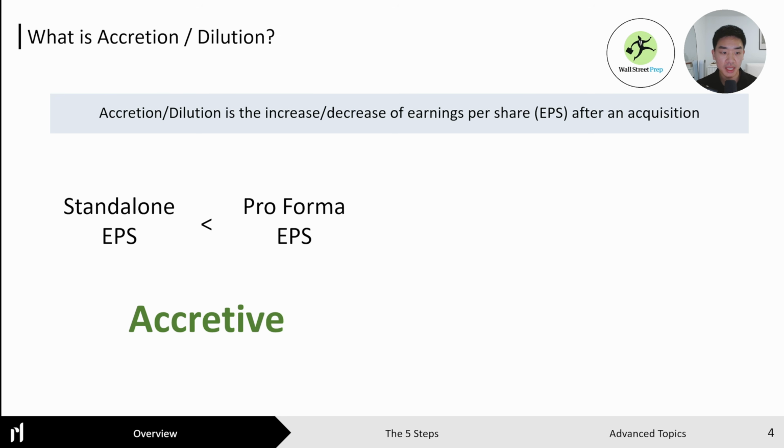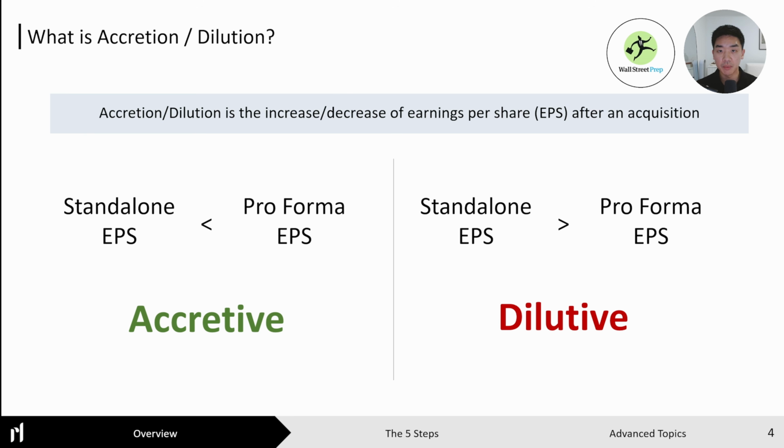So very simply, standalone, the company before they acquire another company, what is their EPS? If it's less than pro forma, meaning after the acquisition, that EPS, then it's accretive. Versus if the company by itself before the acquisition has an EPS that is higher than the combined company's EPS, then the acquisition is known as dilutive. And if this is your first time coming across these topics, then all of this is going to become very, very clear very soon.